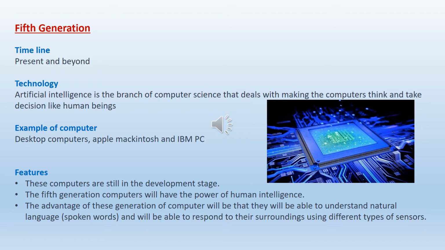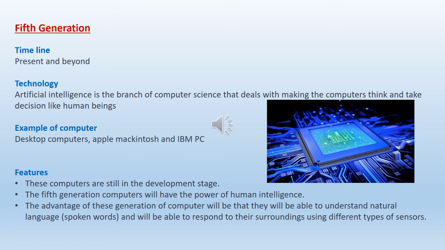Examples of computers: desktop computers, Apple Macintosh and IBM PC. Features: these computers are still in the development stage. The fifth generation computers will have the power of human intelligence. So in this fifth generation, they will have the power of human knowledge.